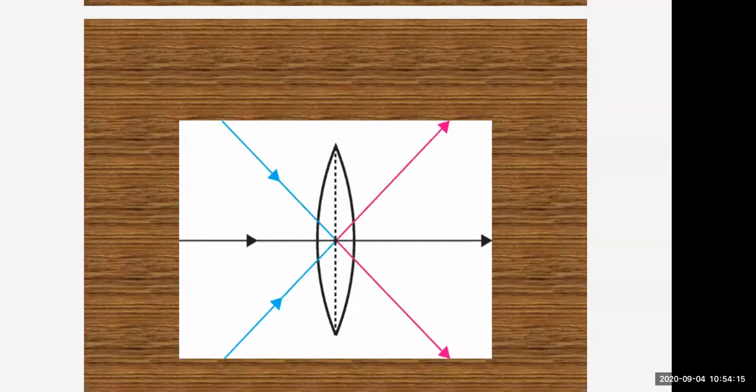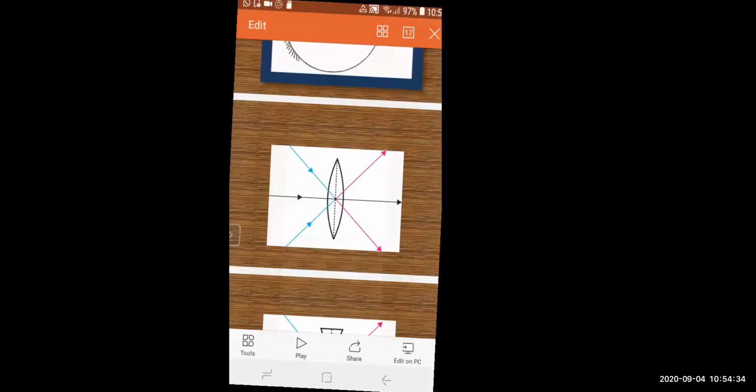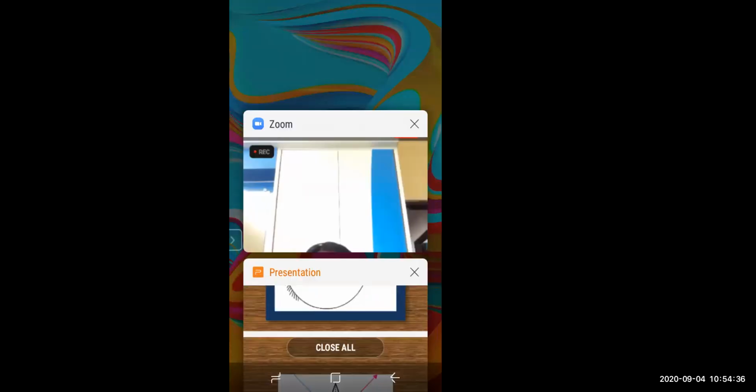So first let us define what is a lens. A lens is a transparent material bound by two surfaces, out of which at least one surface is spherical. So that means a lens is made up of what? Transparent material. Can you tell me what is meant by transparent material?